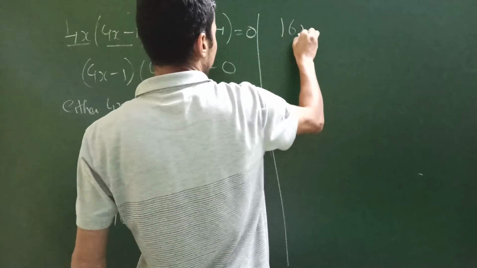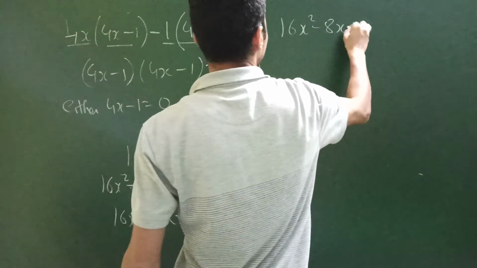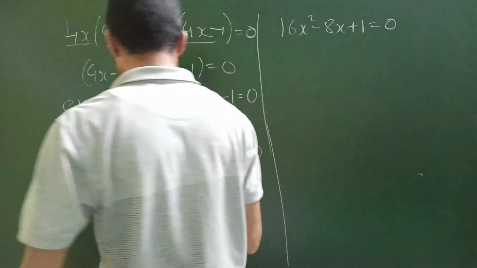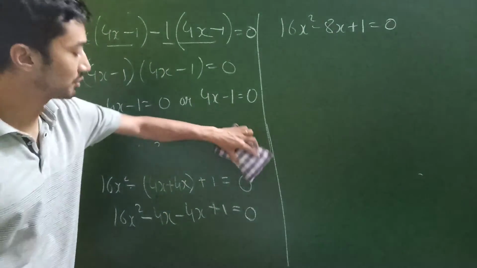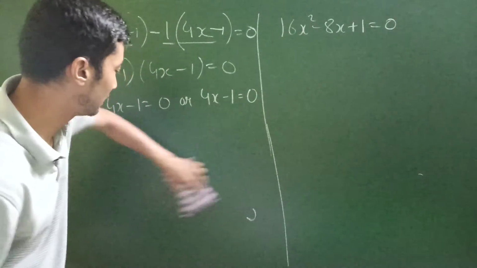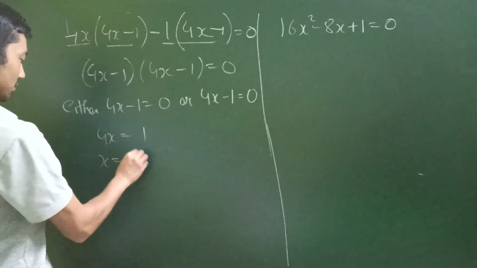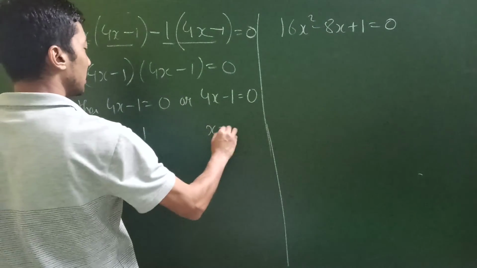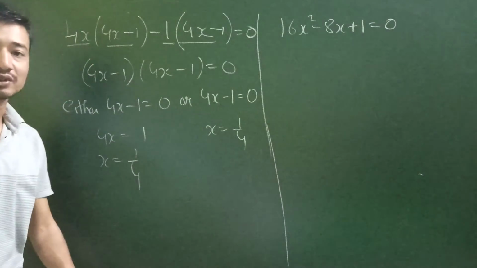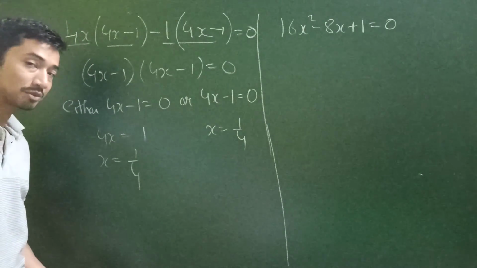Please don't write this 16x squared minus 8x plus 1 equal to 0. I'll show you the other method there. I just need some space, so I'm just wrapping this off. Let's complete this method first. So 4x equal to 1, x equal to 1 by 4. So here also same, you will have x equal to 1 by 4. So this was a way of solving by splitting the middle term.